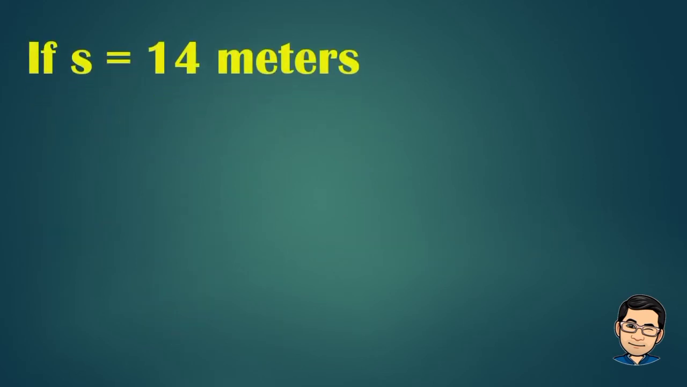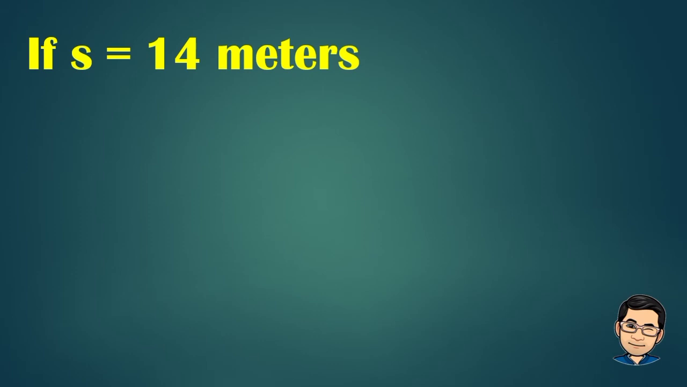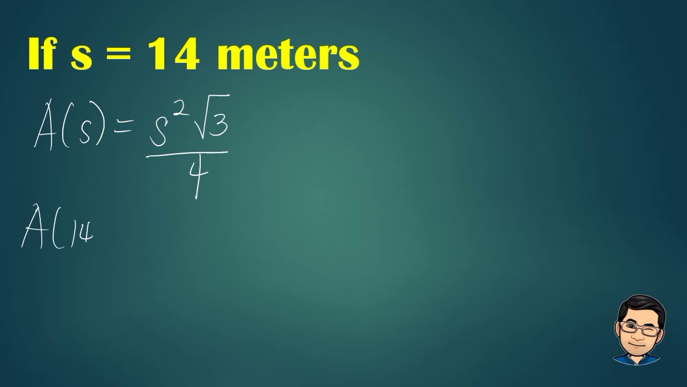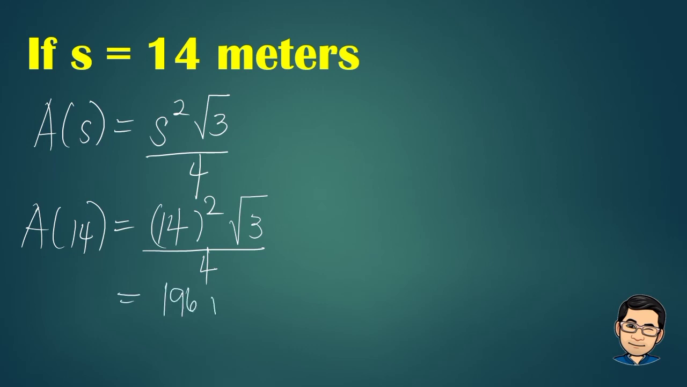Now, if s is equal to 14 meters, A of s is equal to s squared square root of 3 all over 4. So we substitute 14 in place of s. That is 14 squared square root of 3 all over 4. 14 squared, or 14 times 14, that is 196 square root of 3 all over 4. So we can cancel out 196 and 4. So they have common factors.